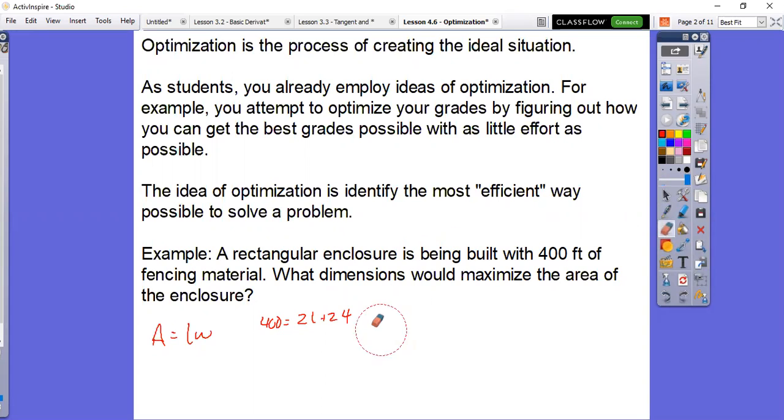Why did I write a 4 right there? That should be a W. That's not even close to a W. 2L plus 2W. All right, so the idea here is I want to maximize the area.